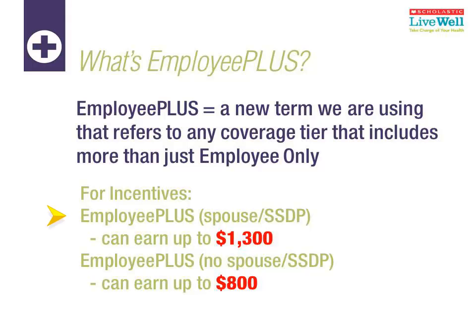For example, if you have employee plus spouse or same-sex domestic partner or employee plus family coverage with spouse, you will qualify for all of the available incentives for a total of $1,300, provided that both you and your spouse or partner complete the incentive requirements.